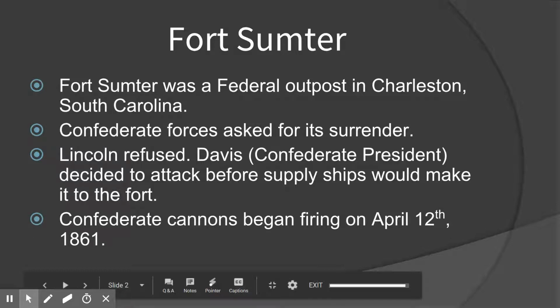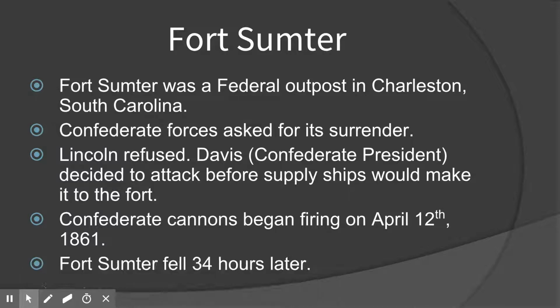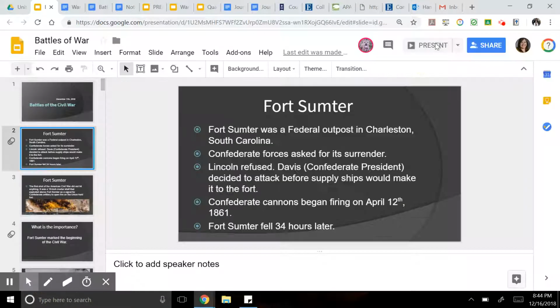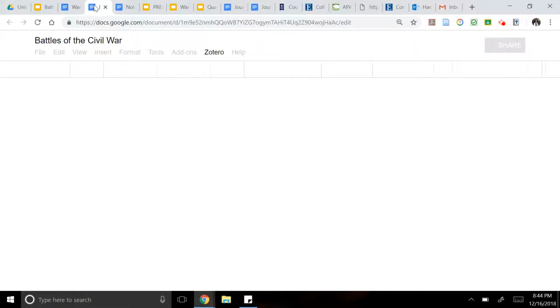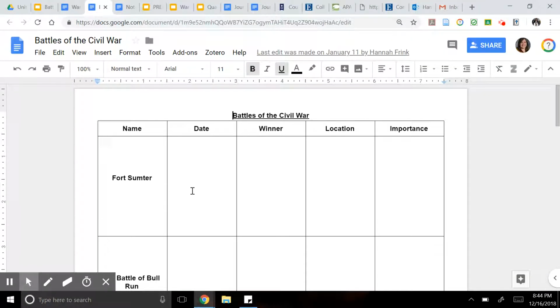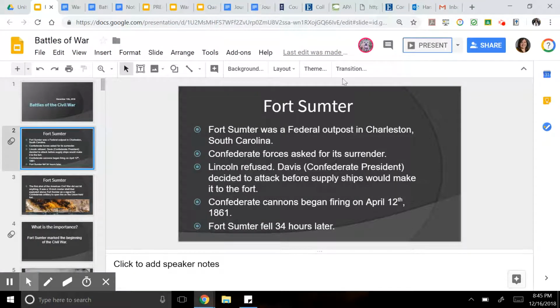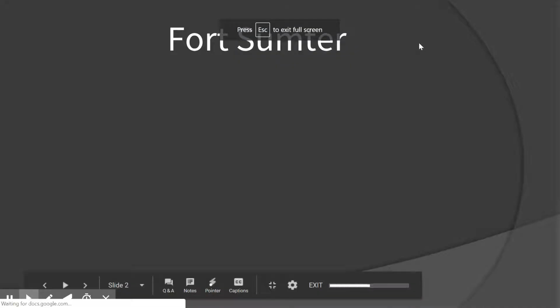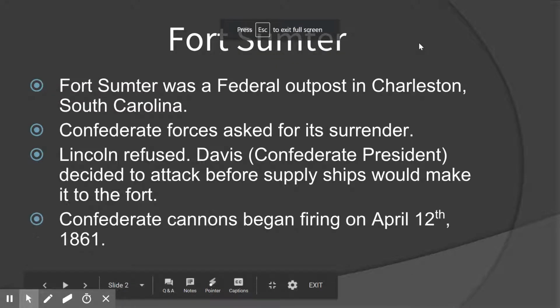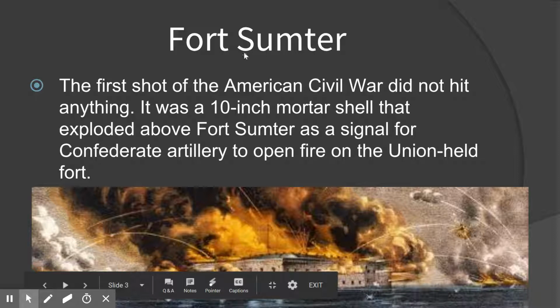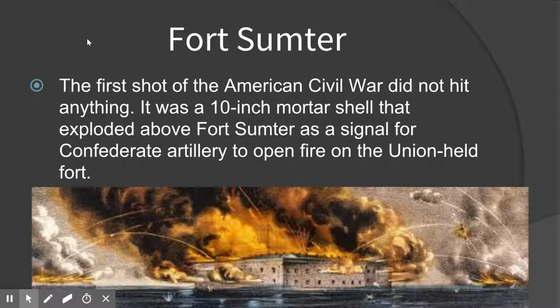Confederate cannons began firing on April 12th, 1861, so that's your date. And Fort Sumter fell 34 hours later to the Confederacy. So again, if we're looking at our notes, you have the date, the location was given, the winner would have been the South or the Confederacy. And looking at why this is important, will be in just a moment.